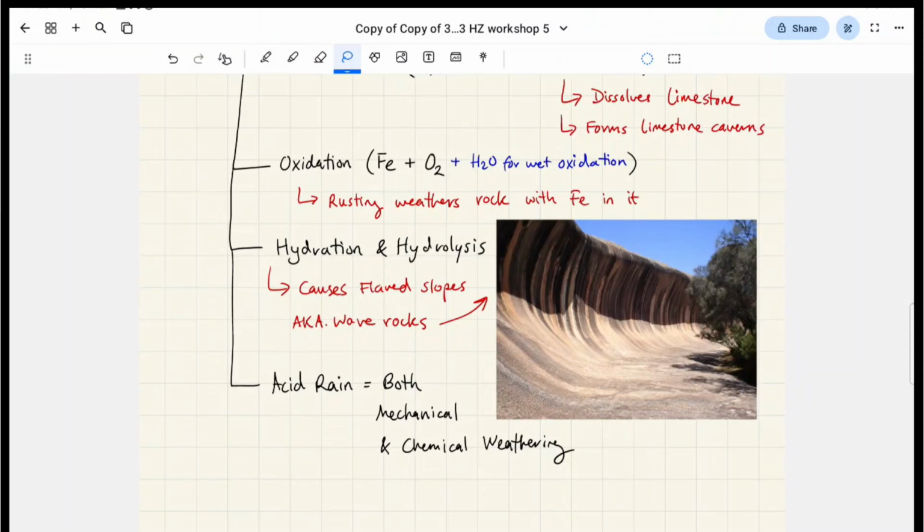And lastly, I'll put down acid rain as an example of both chemical and mechanical weathering. Mechanical because acid rain, like rain, would impact onto the rock with some sort of force, and then damage it. And whatever residual chemicals it leaves on could interact with the rock and damage it that way too.